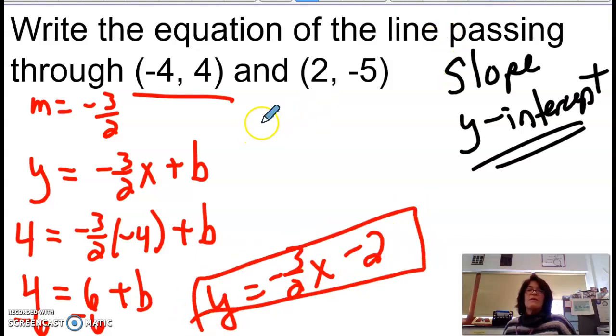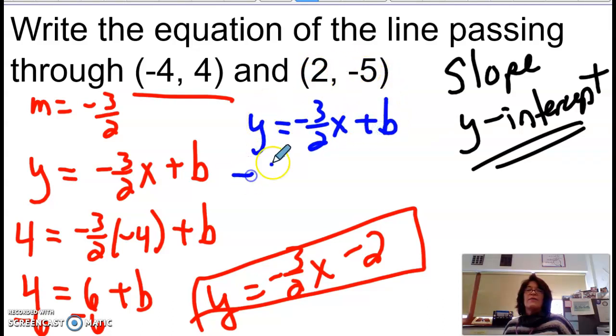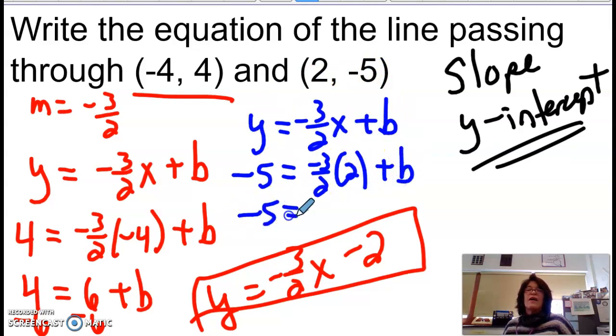Somebody else might have said, well, I did that, but I guess I did it wrong because I picked this point. No, of course you didn't do it wrong. You put negative 5 in for y. You put 2 in for x. And you got negative 5. What would that be? Negative 6 over 2. That's negative 3 plus b. I'm going to add 3 to negative 5. Well, I got negative 2 to be b too.